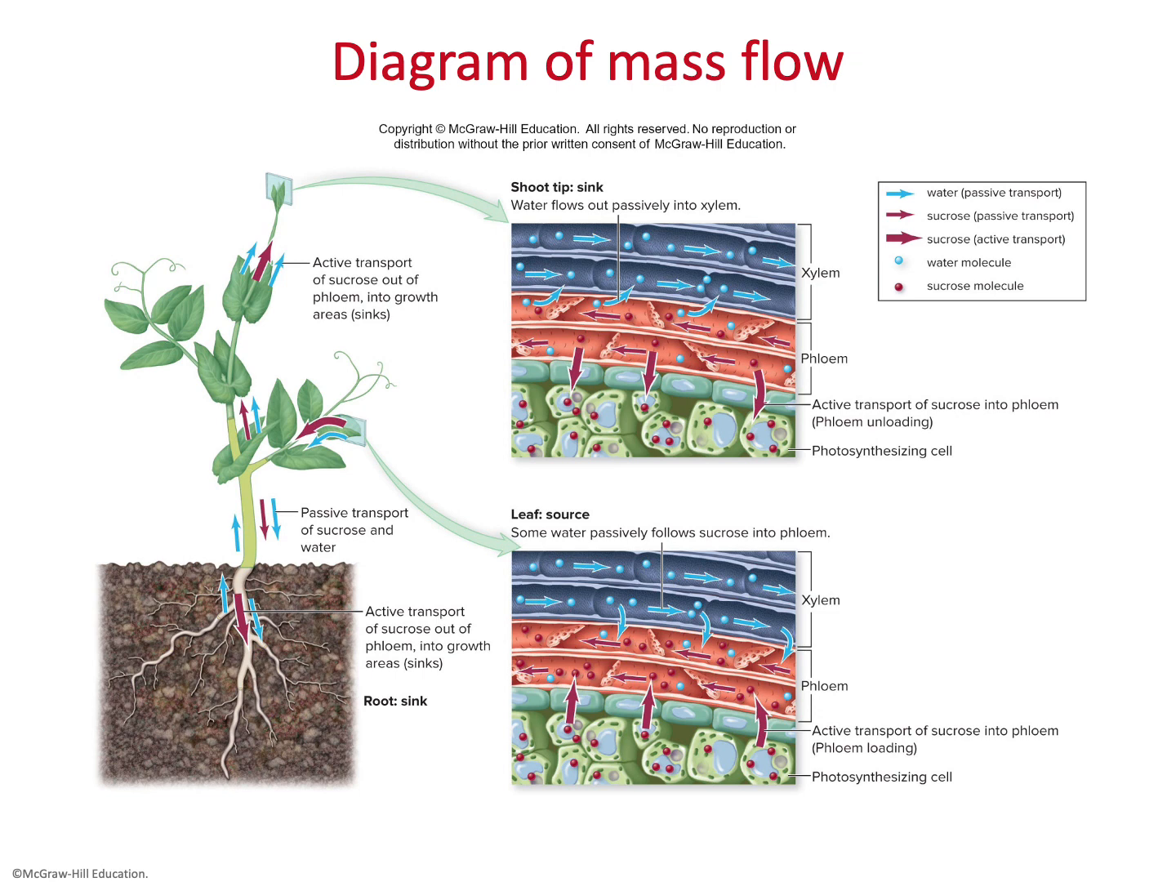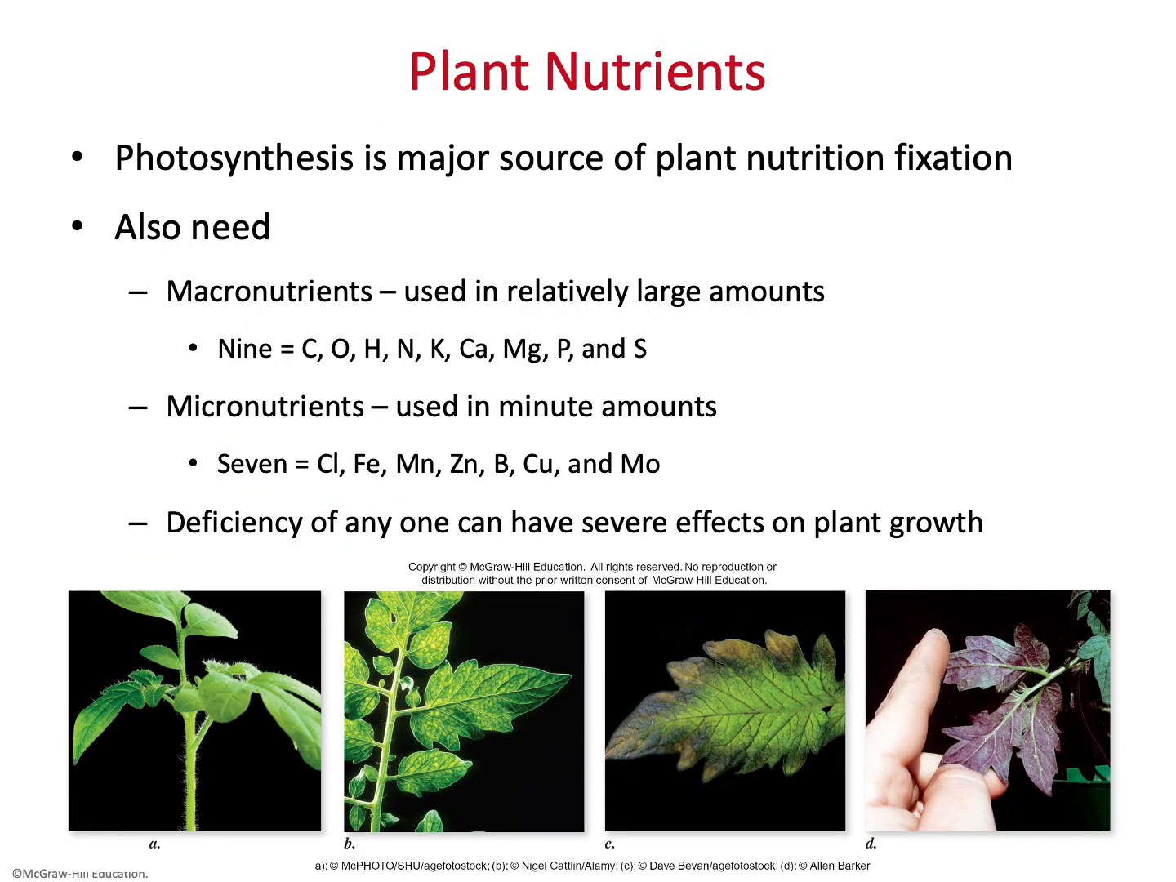Once the sucrose is loaded into the sieve tube elements, their water potential drops compared to the xylem, so water will move into the phloem, and this will drive the movement of the phloem contents to a sink somewhere. It could be a root, it could be a growing portion. So that is how mass flow happens in the phloem. I hope now you have a good idea of how movement happens in the phloem.